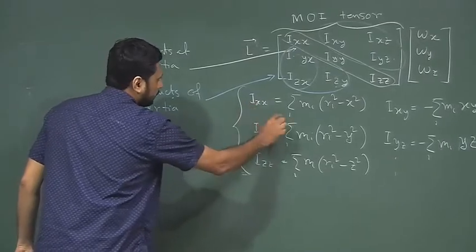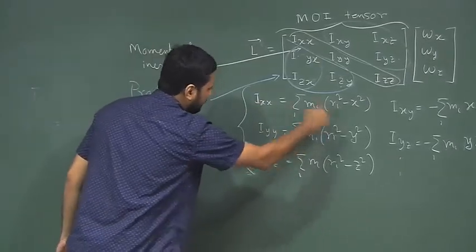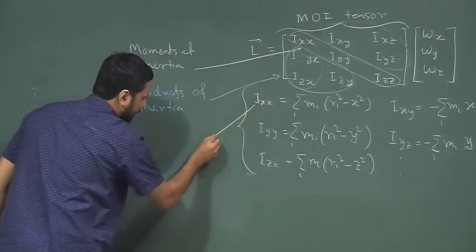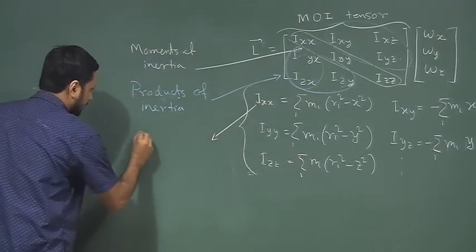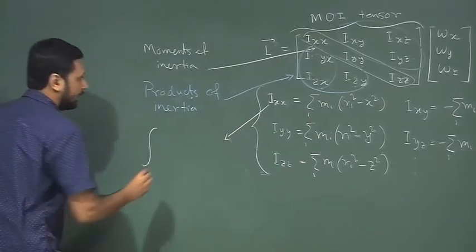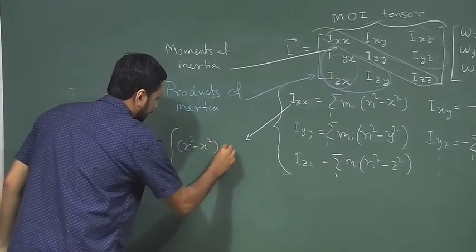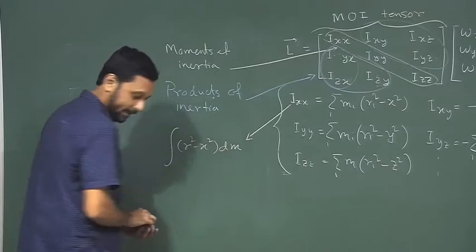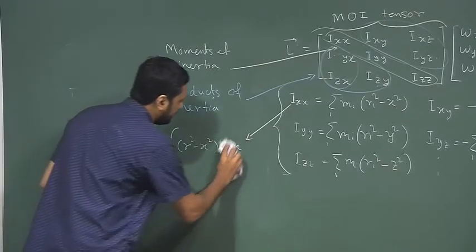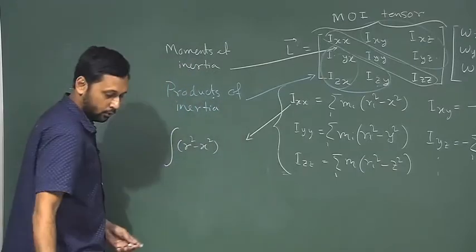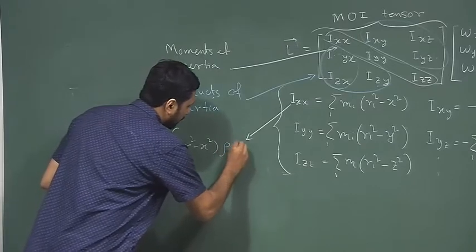Okay. Also, see that this can be written in an integral form. For example, this one we can write as integral of r square minus x square dm, and like before, we can replace dm by rho dV.